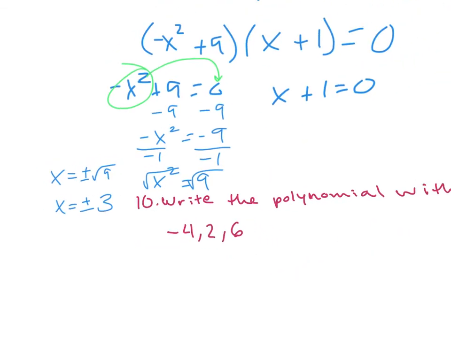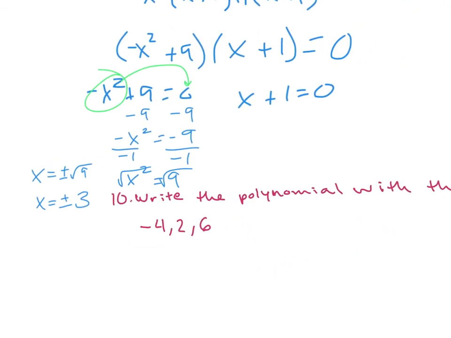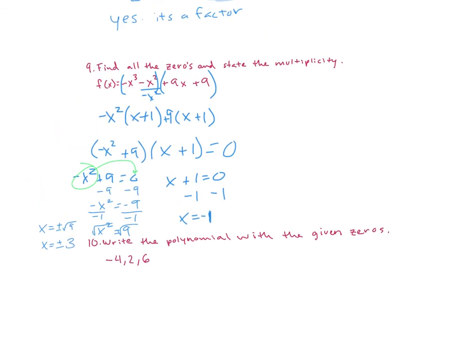All right, now we have to move on to the other little equation. What do we do here? Subtract 1 from both sides. Perfect, subtract 1 on both sides. So x is equal to negative 1. So our answers here are x is equal to negative 1, negative 3, and 3.